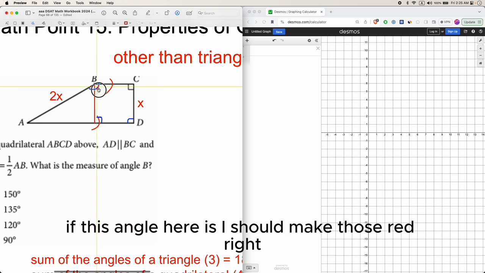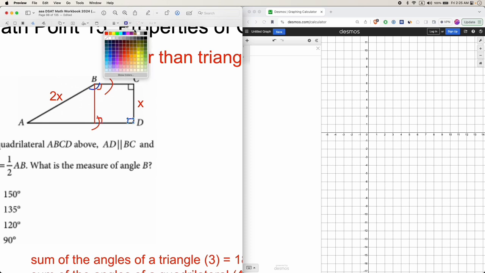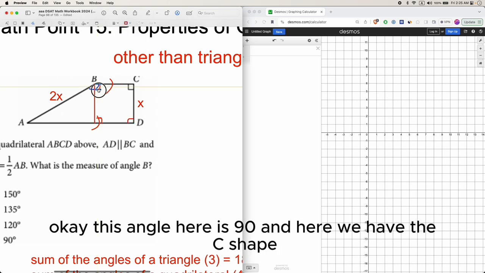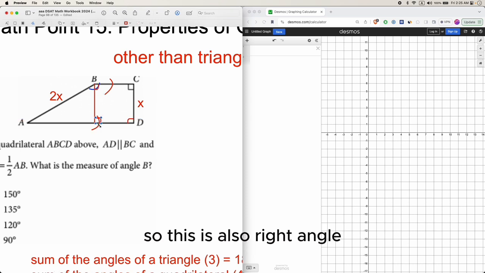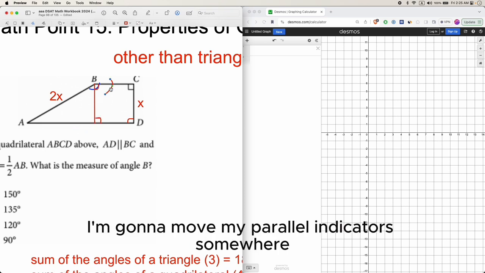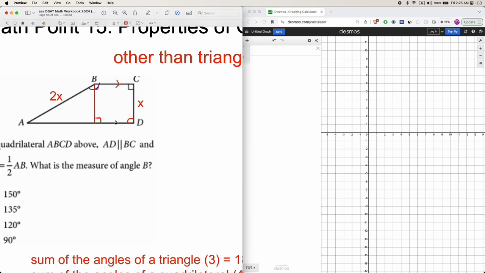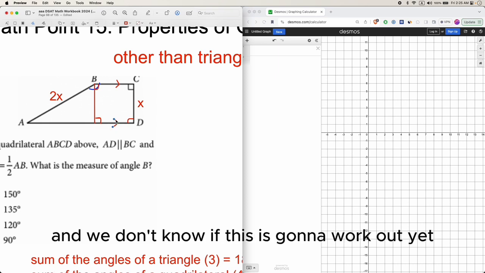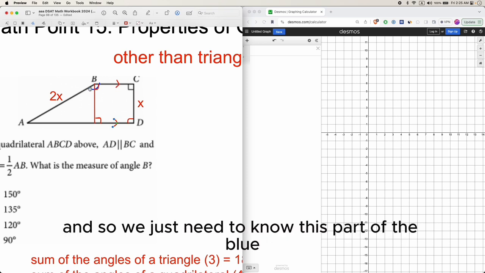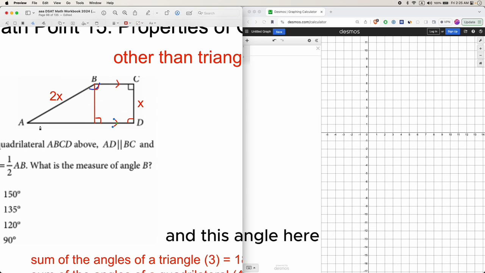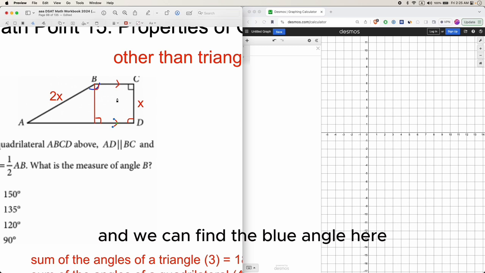If this angle here is, I should make those red, right? Okay, if this angle here is 90, and here we have a C shape, then this angle here adds up to 180 with this angle. So this is also a right angle. I'm going to move my parallel indicator somewhere. I'm going to put it here. Okay, so far so good. And we don't know if this is going to work out yet, but we know that this angle here is 90, this is 90, and so we just need to know this part of the blue and this angle here, and we can find the blue angle here.